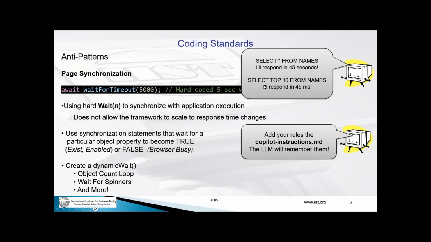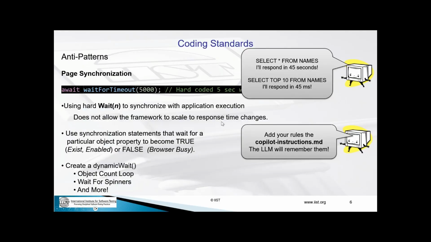And it might be a little time before they go, you know what, maybe you'll just select the top 10 from names, and that 45-second wait becomes a 45-millisecond response. We don't really want to be adding in a wait for timeouts because they're hard coded. If the system starts responding faster, you don't necessarily need 5 seconds. You definitely want to be able to have something that's dynamic.